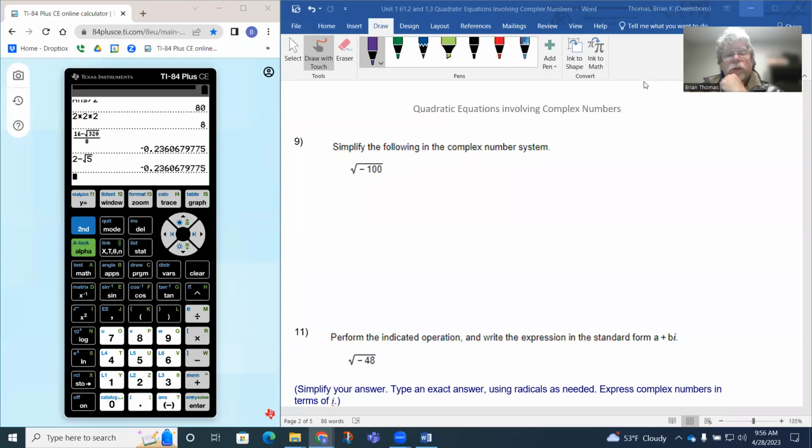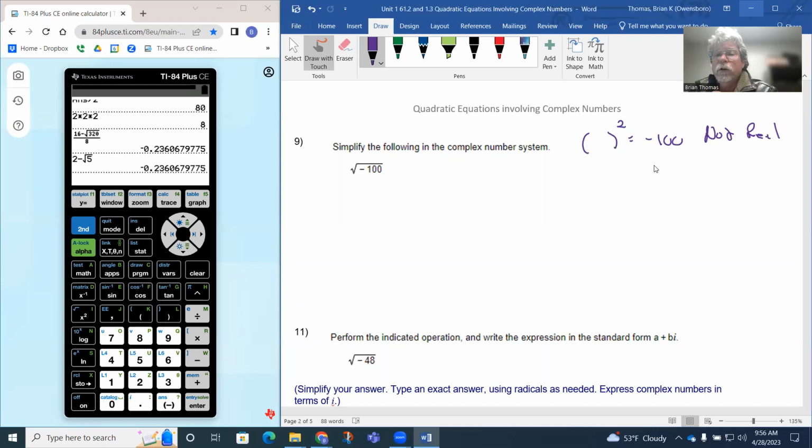So as we move further into this, we get into what we call complex numbers. So we want to simplify the following complex number. So what makes this a complex number? If you notice, if we look at this problem, what this is asking us is, what number can we square that's going to equal a negative 100?